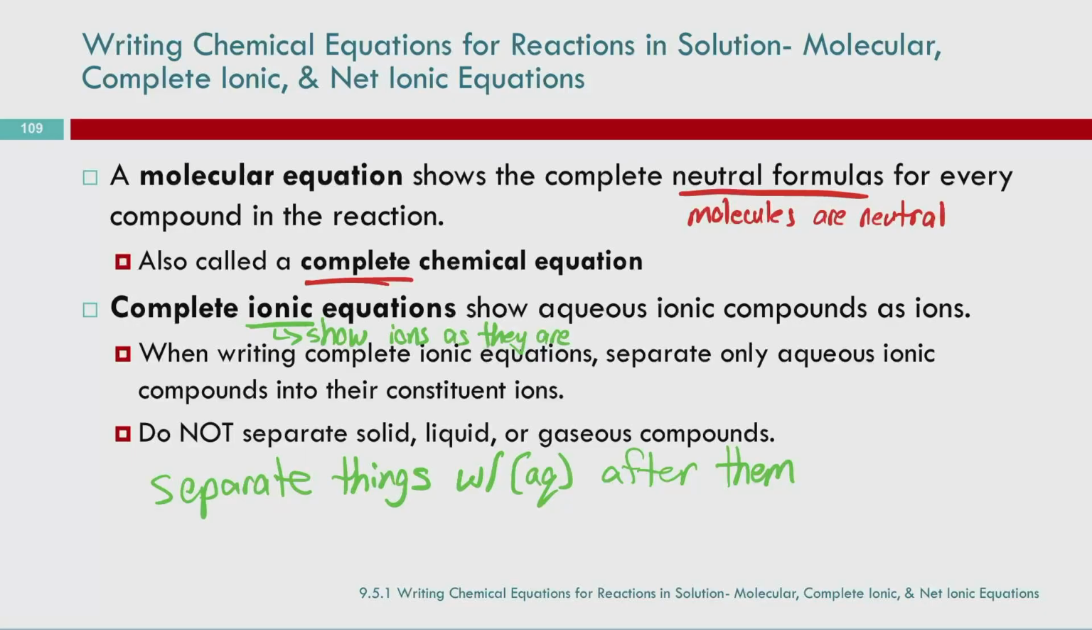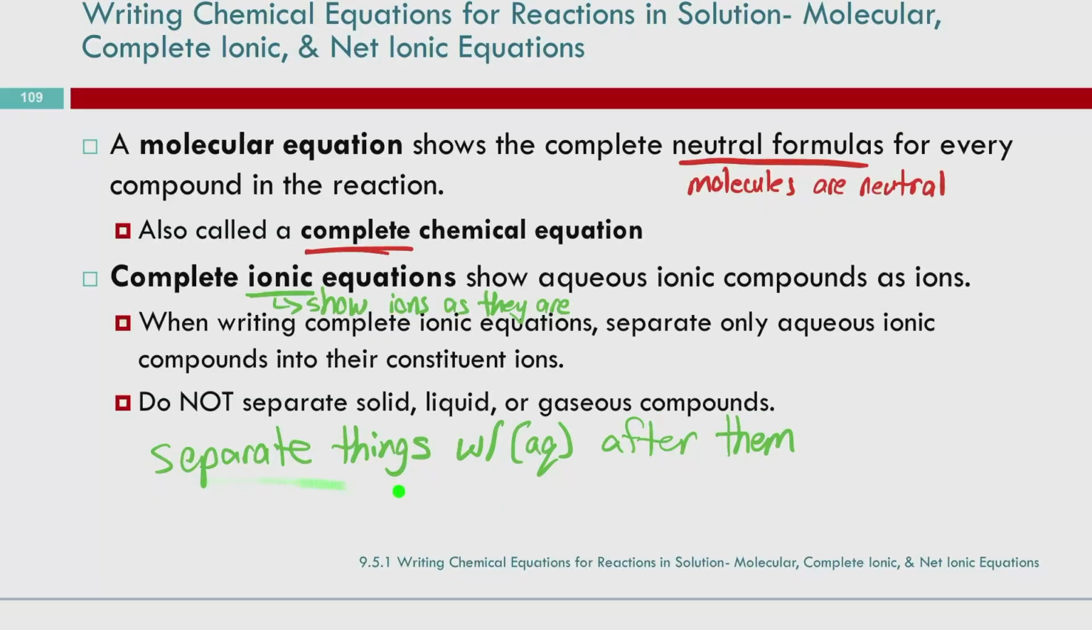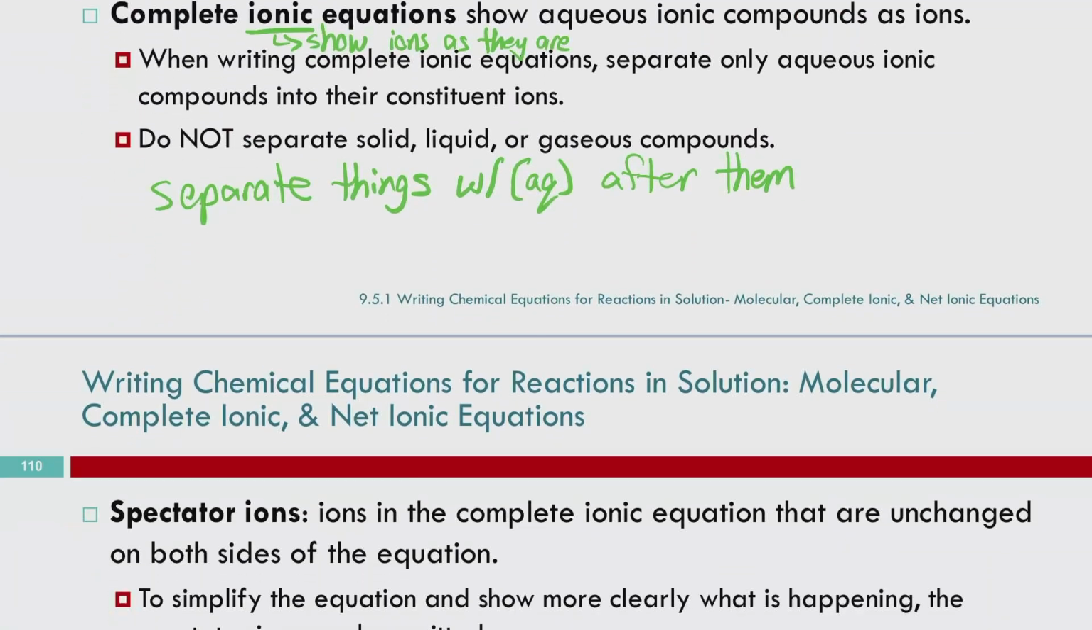And we talked about how when things are dissolved in solution, the positively charged and negatively charged ions separate out. That's how they actually exist in solution. So a complete ionic equation shows us what it actually looks like in solution, the actual state of all of the chemicals. If they're solids, liquids, or gases, they're not dissolved, and so they're intact, either because they're a precipitate or insoluble, or they're just a liquid or a gas. So for a complete ionic equation, we're going to separate things that have the (aq) after them.